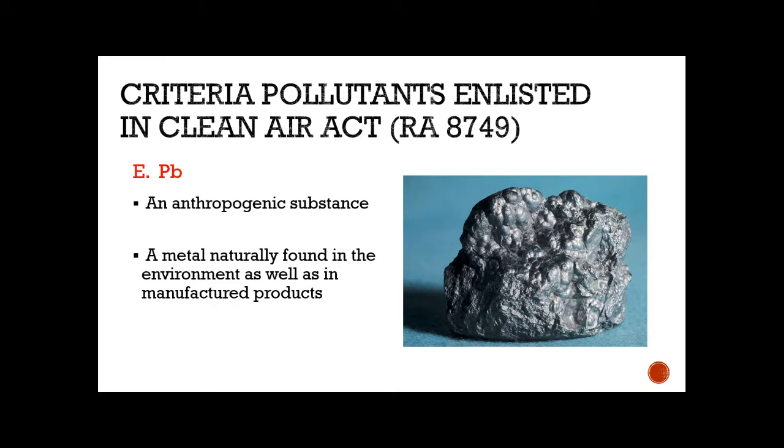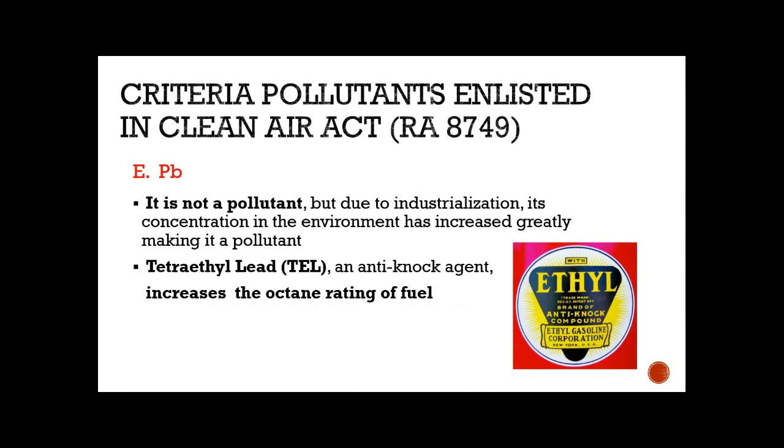The next criteria pollutant is actually an anthropogenic substance. This is lead. Lead is a metal found naturally in the environment as well as in manufactured products. Technically, since lead is abundant in the Earth's crust as well as in the atmosphere at minimal concentration, it should not be a pollutant. However, for the last 30 to 40 years, due to industrialization, we have utilized a certain kind of anti-knock agent which contains lead. This anti-knock agent is what we call tetraethyl lead or TEL.